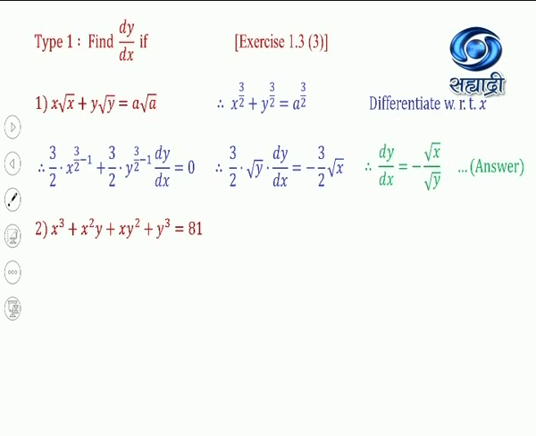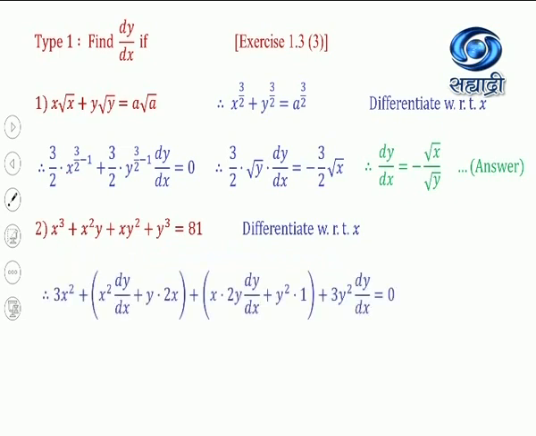Now we consider our next example. x cube plus x square y plus x y square plus y cube equal to 81. Now see here. This expression contains both the terms x as well as y, and so we differentiate with respect to x of this implicit function. Now we get derivative of x cube is 3x square.